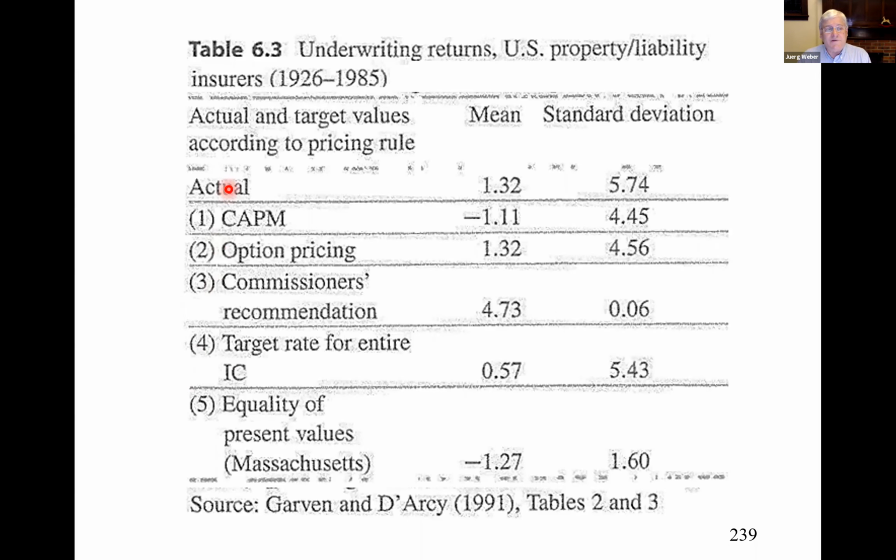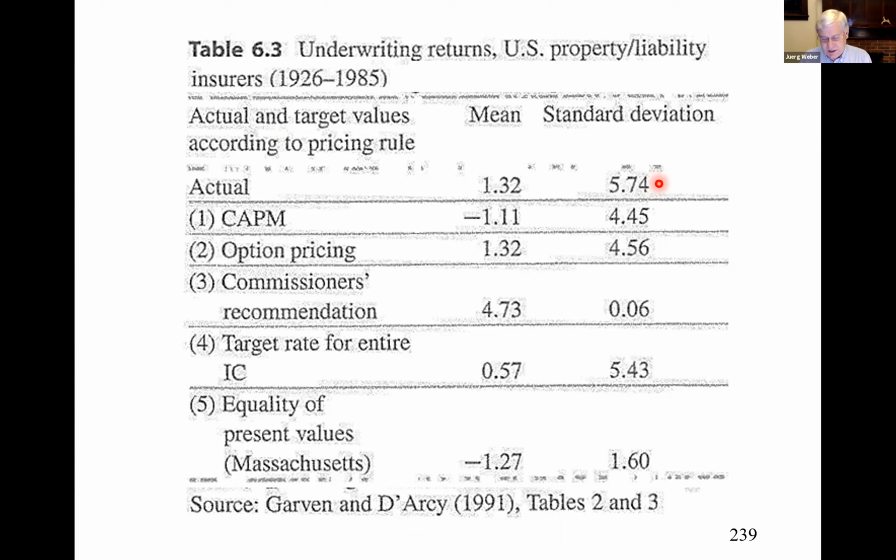And here you have the actual figures. It's for the United States over a time period of 60 years. This research has mostly been done in the 1980s and 90s. So we have here 60 years of data, and you see the average underwriting return is 1.3%. It's positive, but small. It has a big standard deviation here. So in many years, it will have been negative.